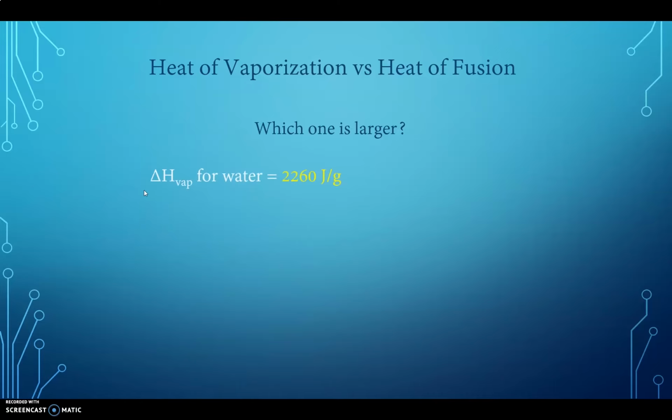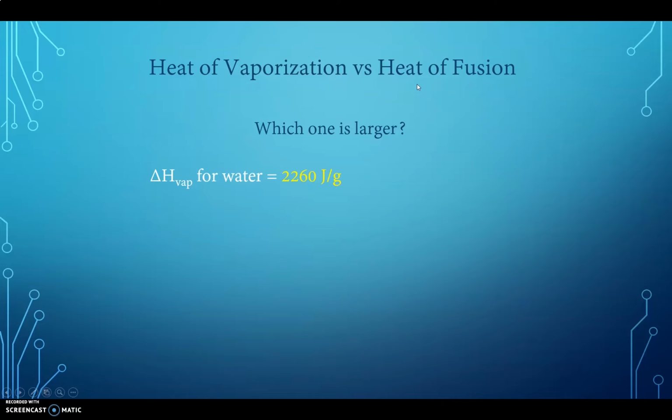Well, for water, the heat of vaporization is 2,260 joules per gram. That's a lot of energy. So every gram of water that turns from a liquid to a gas requires 2,260 joules. So, do you suppose the heat of fusion will be higher or lower than that? Well, let's think about what's happening. When you vaporize a liquid, you're actually breaking bonds. When you melt a solid, all you're doing is loosening or weakening the bond.